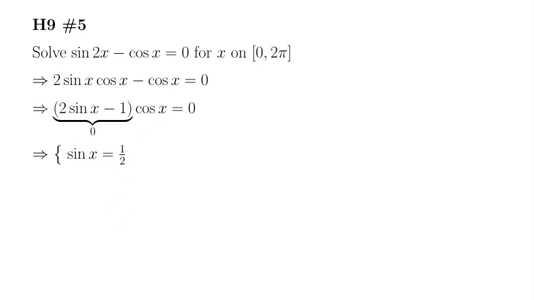If you let the other factor equal 0, you're going to get cosine of x equal to 0. So I'm going to write that down. Cosine of x is equal to 0. So we have a couple of equations, sine of x equals 1/2 and cosine of x equals 0. So we got two equations, and we want to solve these two equations for x.